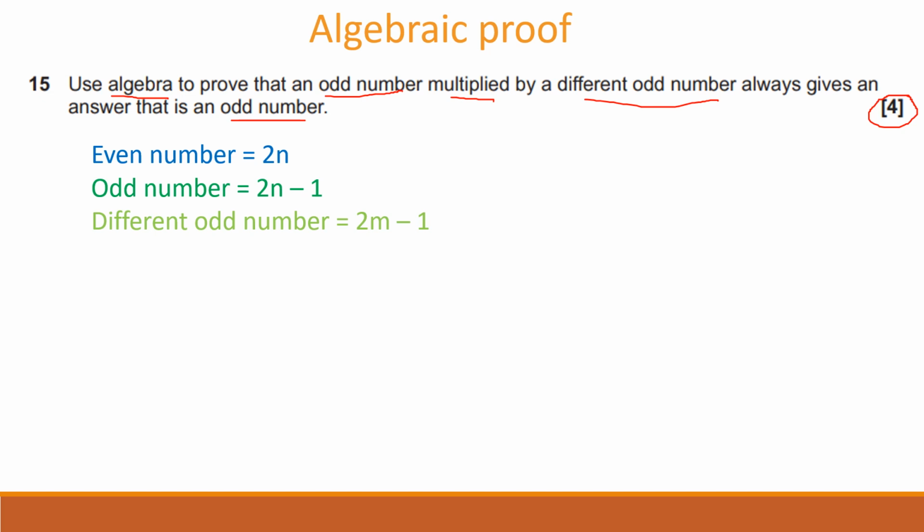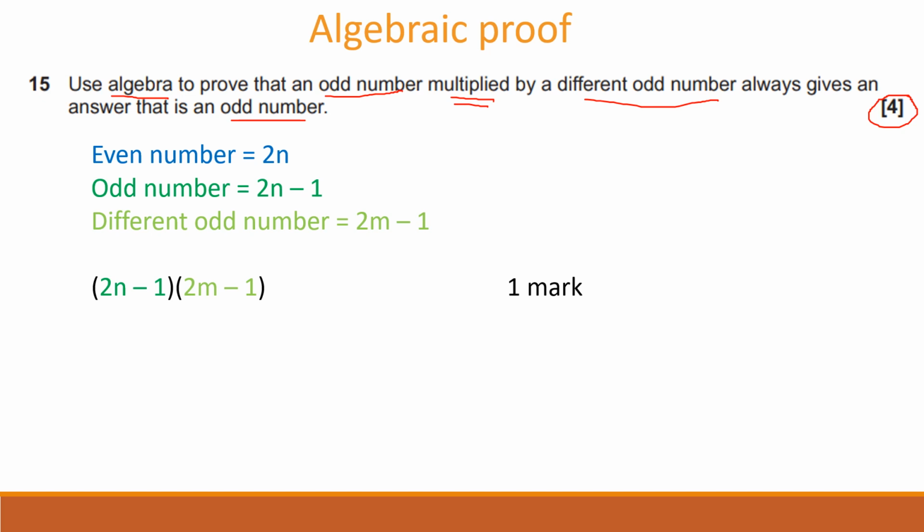It doesn't matter what letters you use, you could have used 2x minus 1 and 2y minus 1, all letters of your choosing. Now it says that the two odd numbers are multiplied. So I'm going to put these two numbers next to each other and that would have given you 1 mark. So these two odd numbers here next to each other that I'm going to multiply gives me 1 mark.